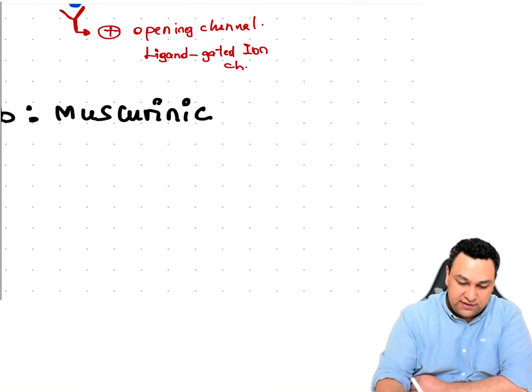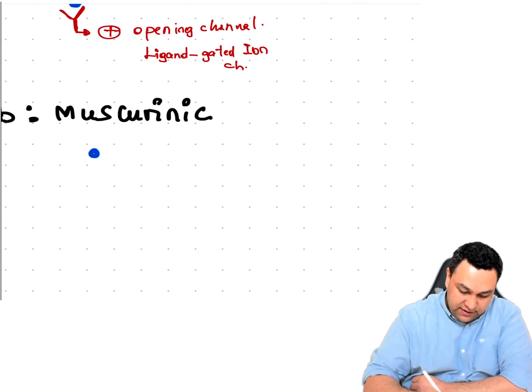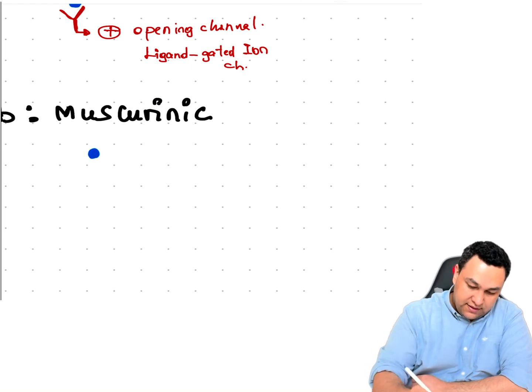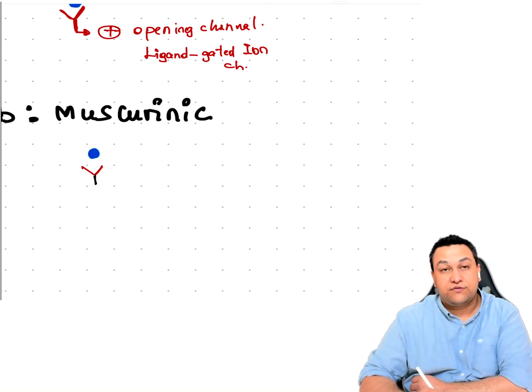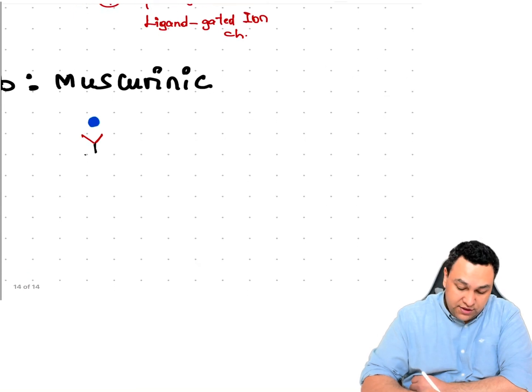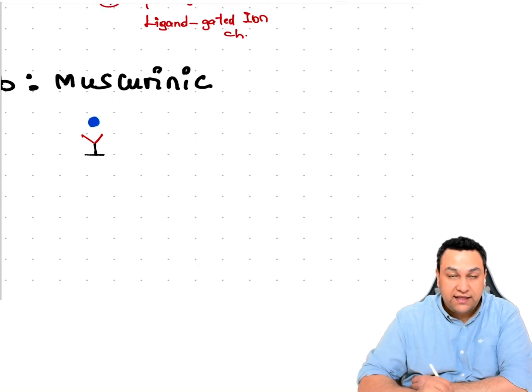And what about the mechanism of action of muscarinic? That's slightly different, as I said. For example, here is the acetylcholine, and this is the muscarinic receptor. As the acetylcholine binds to the muscarinic receptor, it's not going to open any channel itself, but it's going to initiate a cascade of reactions in the cellular membrane.